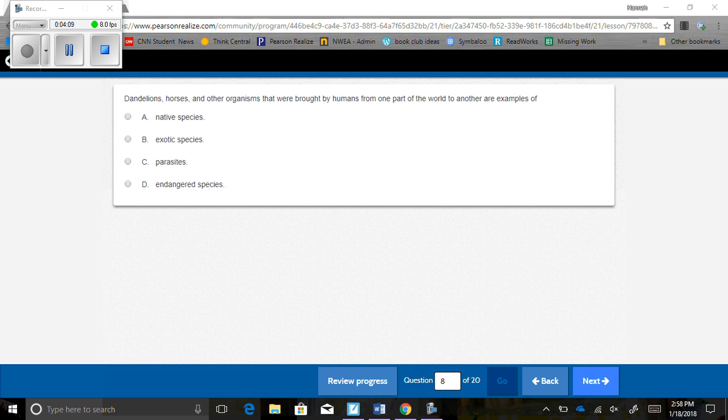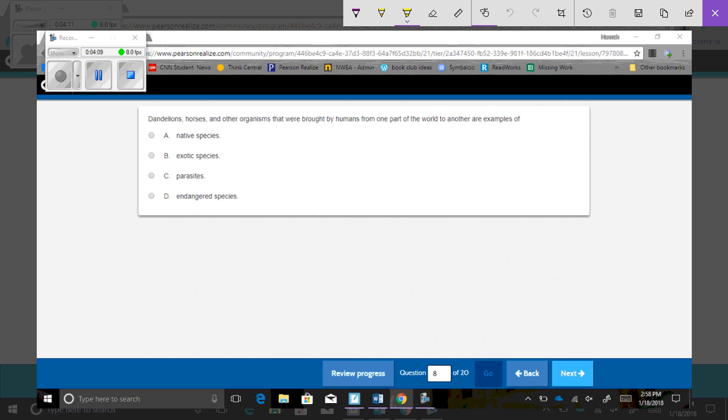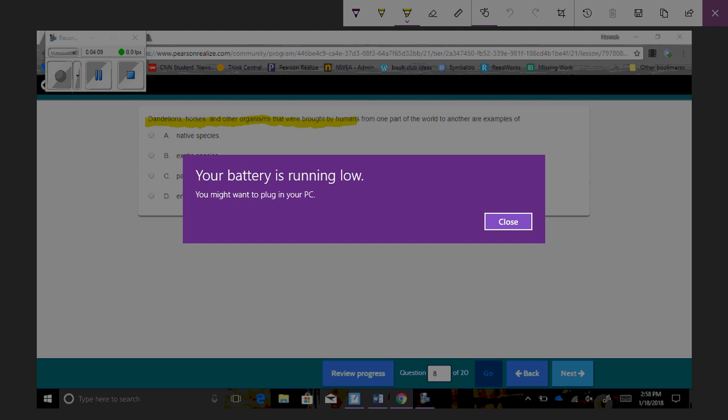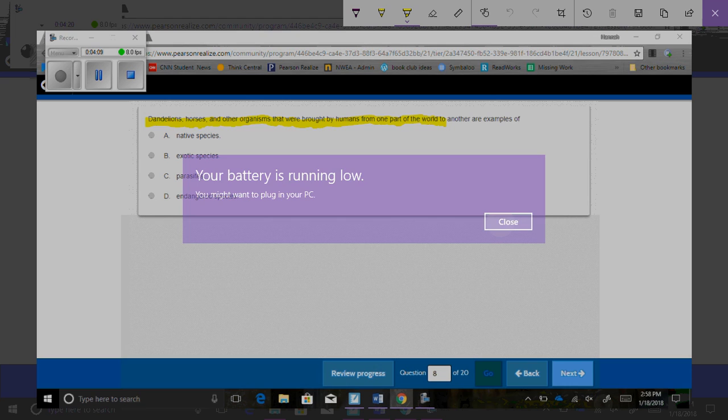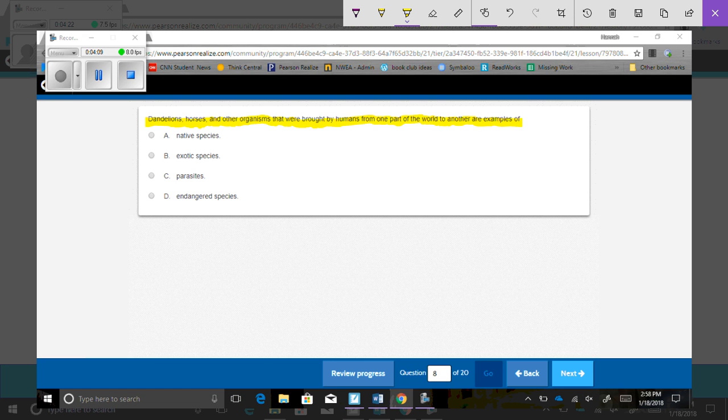Question 8. Dandelions, horses, and other organisms that were brought by humans from one part of the world to another are examples of A, native species, B, exotic species, C, parasites, or D, endangered species.